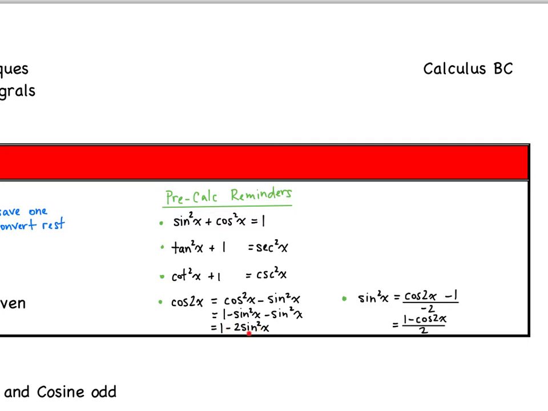Similarly, if we're using cosine of 2x equals 1 minus 2 sine squared, we could solve for sine squared by subtracting 1 and dividing by negative 2. Or we could simply change the signs and now have a positive 2 in the denominator. So again, pause, get these, and then we'll begin with our first example.